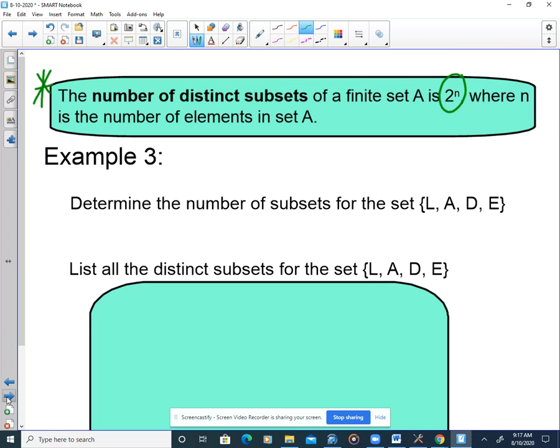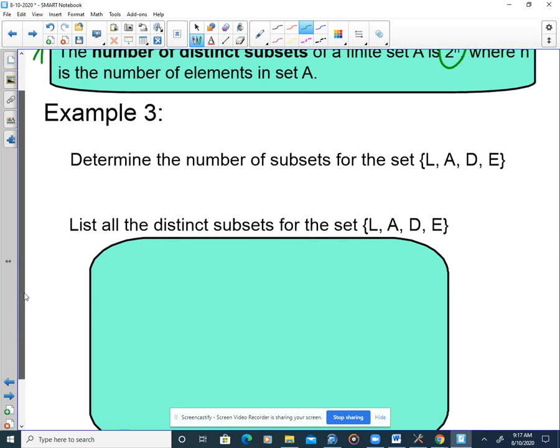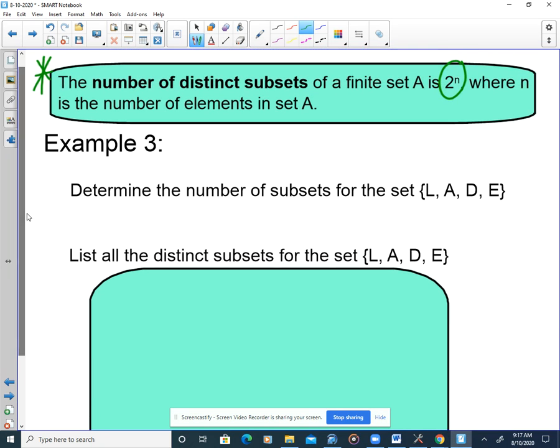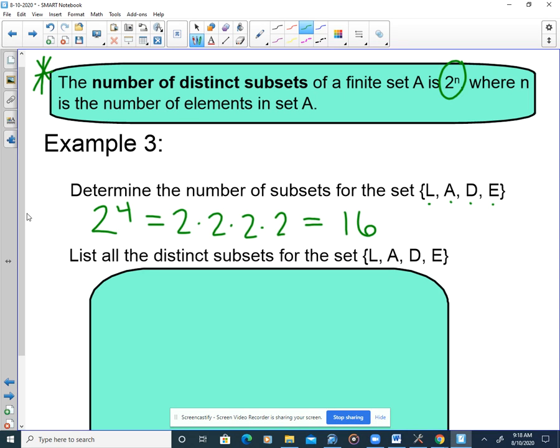All right, final example. Example 3 here. It says determine the number of subsets that the set has. So let's use this theorem. It's 2 to the n power, where n is how many elements you have in that set. How many elements do we have in this set? 1, 2, 3, and 4. So this would be 2 to the 4th power. So 2 times 2 times 2 times 2, which would give us 16. So this set here has 16 subsets.